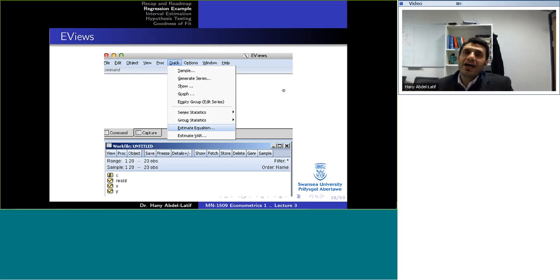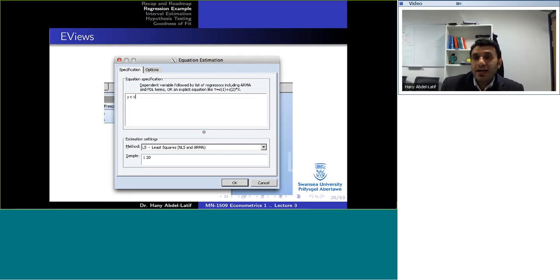Great. So what about eViews? How to do this in eViews? In eViews, let's assume that you already have the data entered. And as I explained in the lecture, there are two ways to do regression in eViews. One is to write the command in eViews and press enter, and then eViews will do it for you. But the easier way is to use the menus. So if you want to use the menu, as explained in this slide, you go to Quick, and then from Quick you go to Estimate Equation.